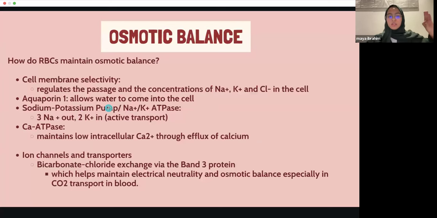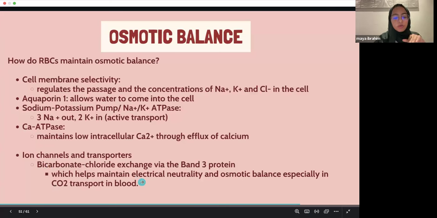It takes out 3 Na and brings in 2 potassium, and that maintains the normal equilibrium of the RBC, all right? And it also has the calcium ATPase, which maintains low intracellular levels of calcium. These two, the sodium potassium pump and the calcium ATPase, need ATP. The aquaporin does not. It's just a channel that allows water to come into the cell. But because these are maintained and they maintain this concentration, this osmotic equilibrium, water does not come in.